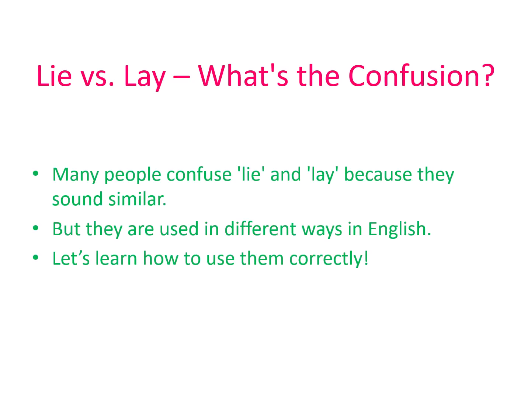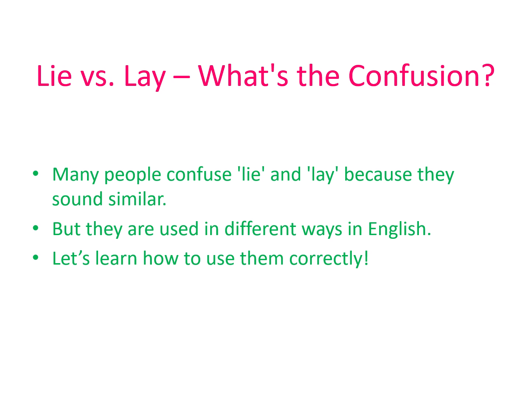Now let's look at the basic difference between lie and lay. The verb lie means to rest or to recline yourself. You don't need to use an object with it. For example, I lie down when I'm tired. Here, the person is just resting, no object is being placed.